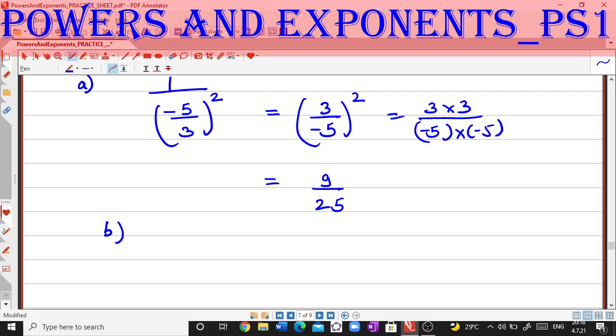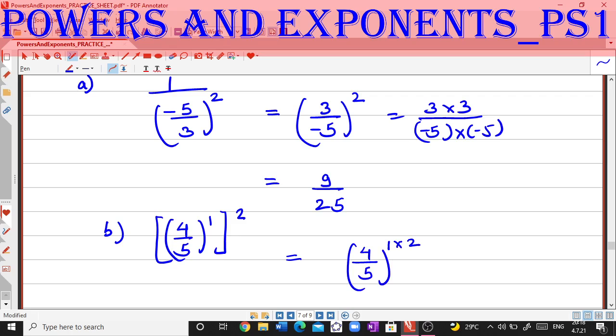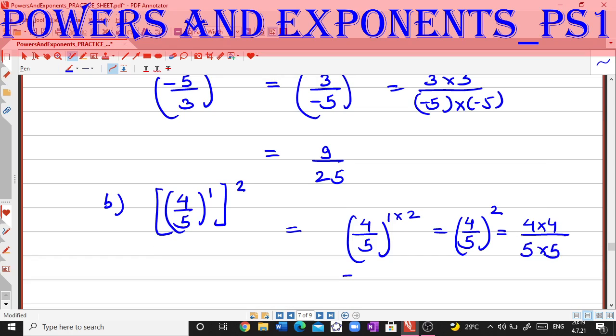The B part is very easy. 4 upon 5 to the power 1 whole raised to the power 2. So we have to apply the rule, which is a to the power m whole to the power n. So we have to multiply the powers 1 by 2. So that is 4 upon 5 raised to the power 2, which is equal to 4 multiplied by 4 upon 5 multiplied by 5. So the answer is 16 upon 25.